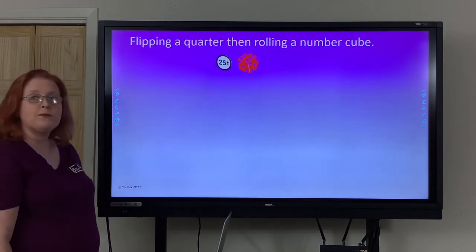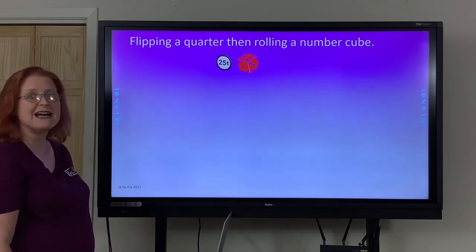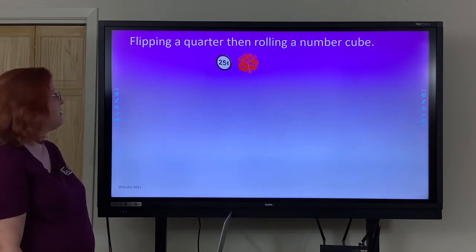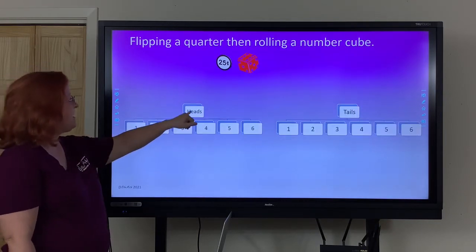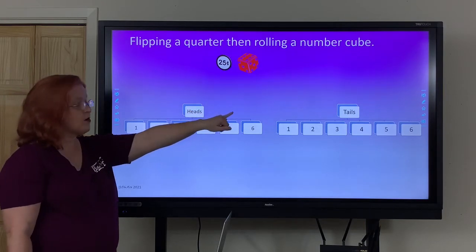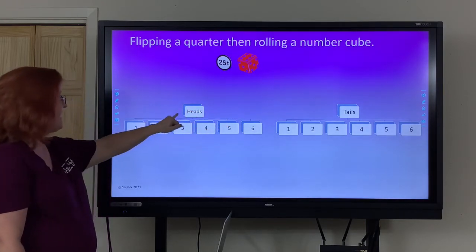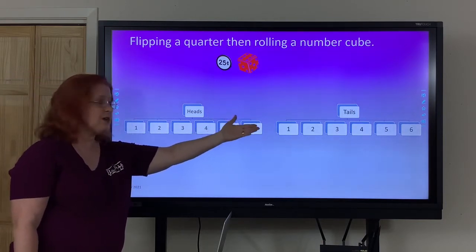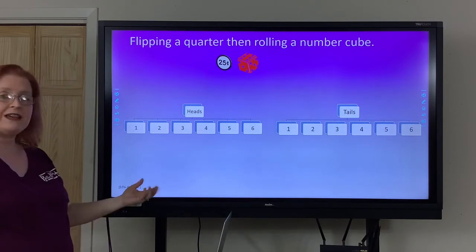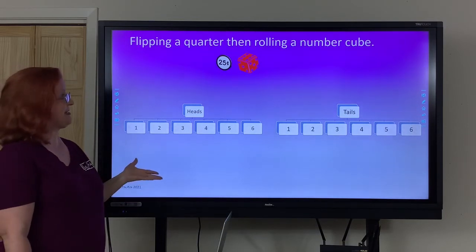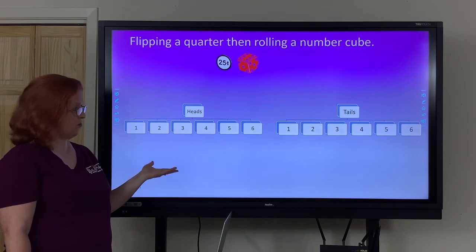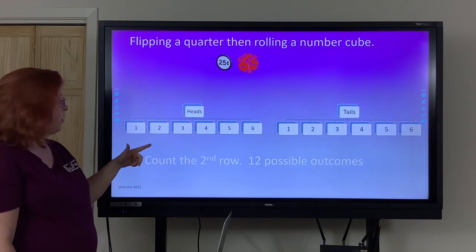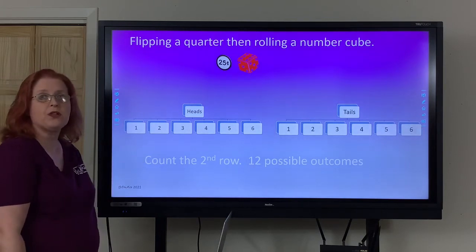All right, what if we flip a quarter and roll a 6-sided number cube? Just a standard 6-sided cube. Our first action would be getting heads or tails. And then if we landed on heads, then we could roll a 1 through 6. And the same thing would happen with tails. If we landed on tails first and then rolled the number cube, we would land a 1 all the way through a 6. And so when you count the second row, there are 12 possible outcomes.